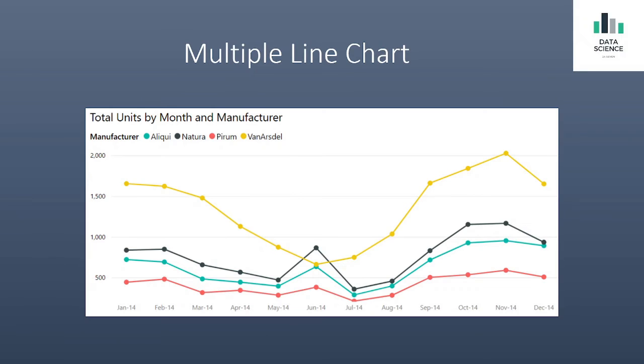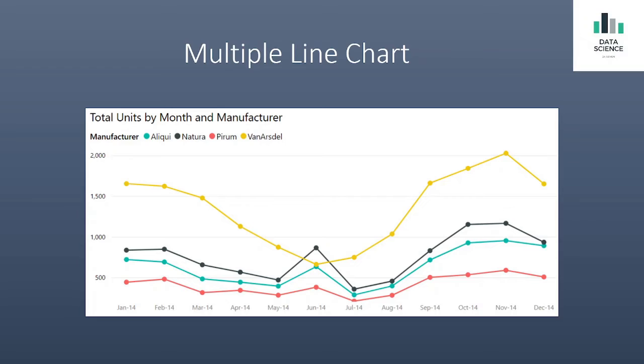There can be more than a single line. For example, this. Here we have in x-axis a time series. That is, here we have monthly data. On y-axis we have total units. The third category, on the basis of what we are extracting information, is types of manufacturer. Here are four manufacturers and hence four lines are there. So we can compare which manufacturer is doing good in which year, and that is why it is known as multiple line chart.